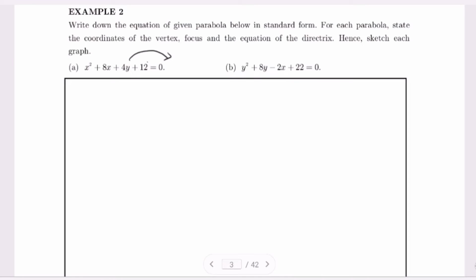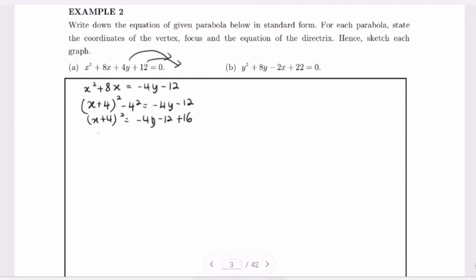First, you need to move 4y and 12 to the right hand side, so it becomes x squared plus 8x equals negative 4y minus 12. The next step is to do CTS, completing the square, on the left hand side. So it will be half of 8x is 4, minus 4 squared, equals negative 4y minus 12. Simplify to get negative 4y minus 12 plus 16. So your (x plus 4) squared equals negative 4y plus 4.